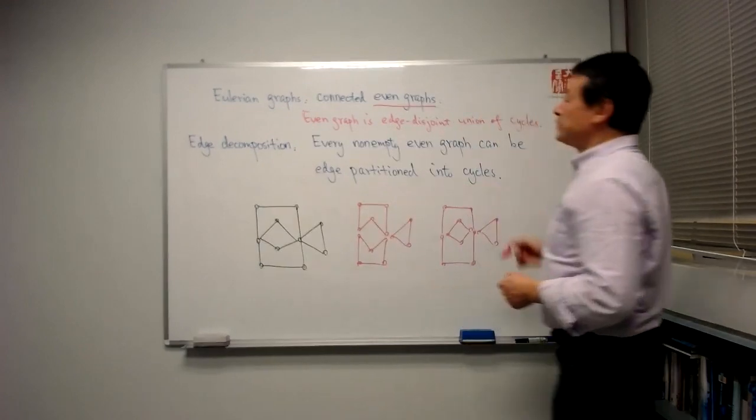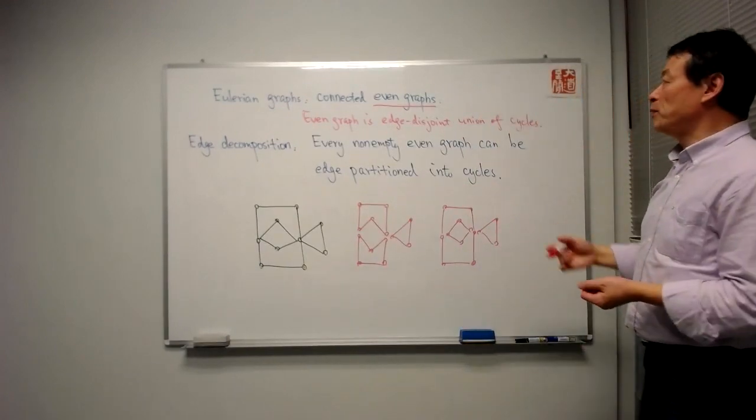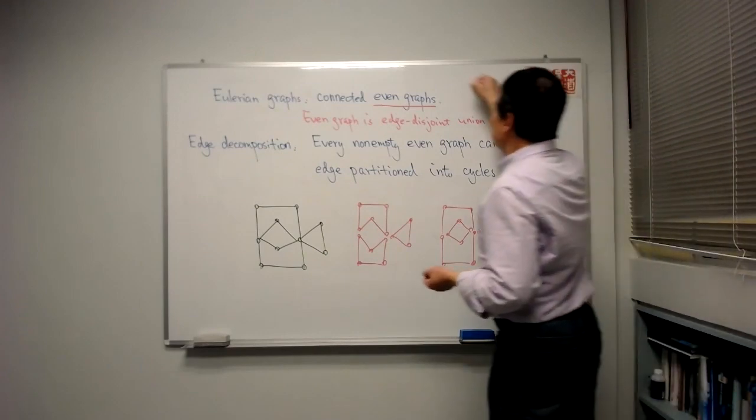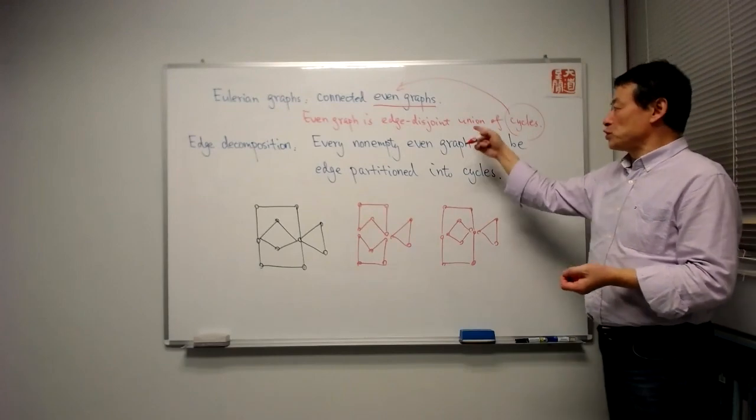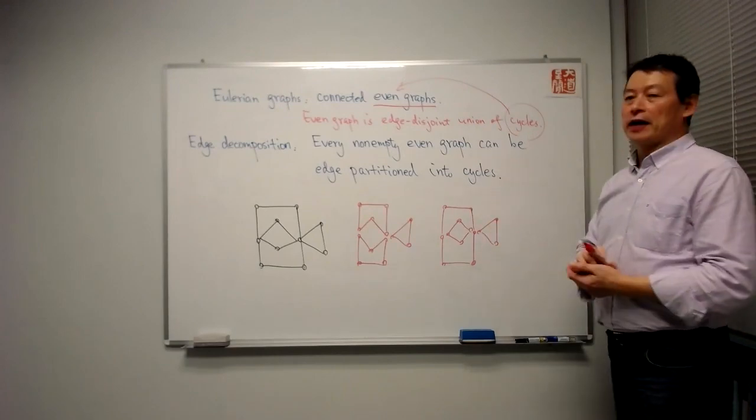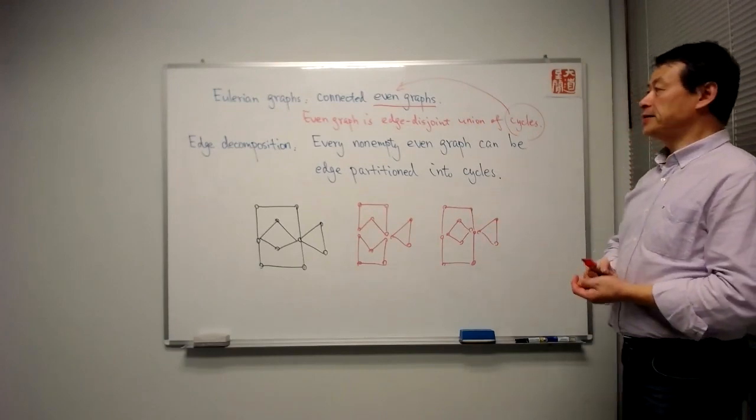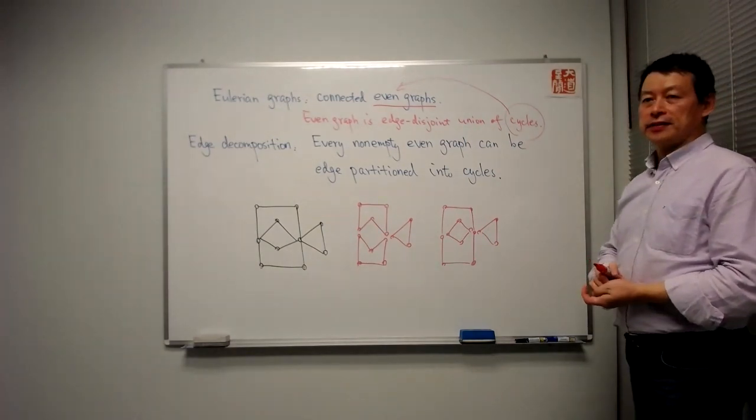So therefore, cycles are really the basic building blocks for even graphs, because we just put cycles together in an edge disjoint way to form even graphs. Okay? So that's about edge decomposition.